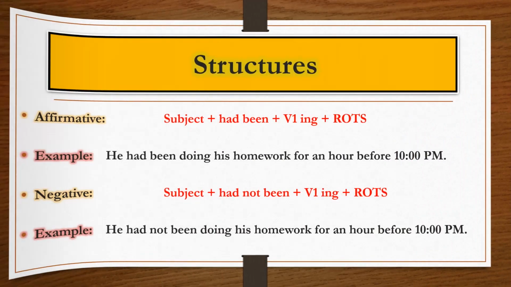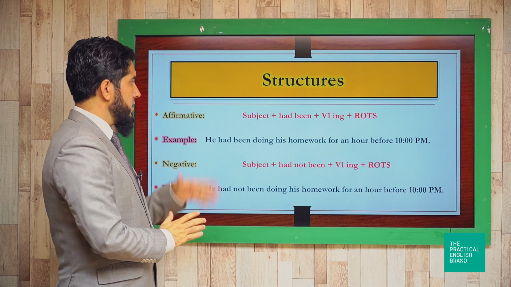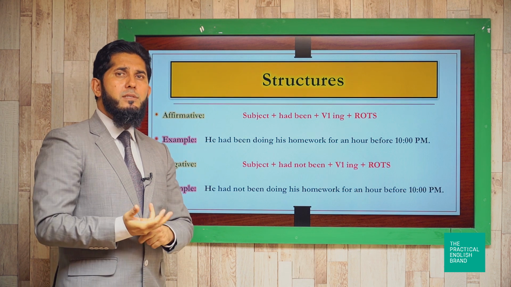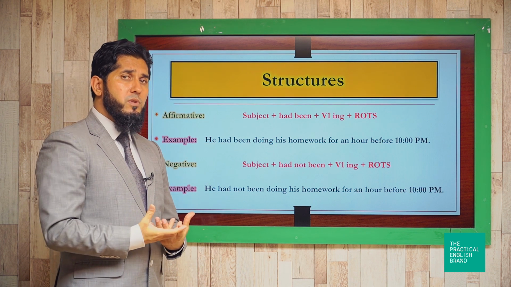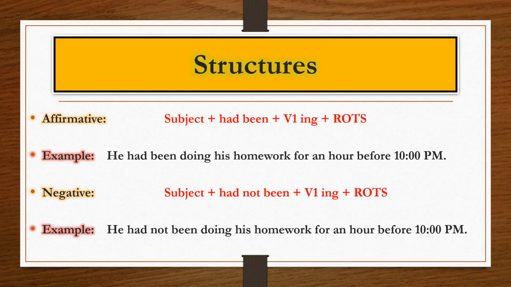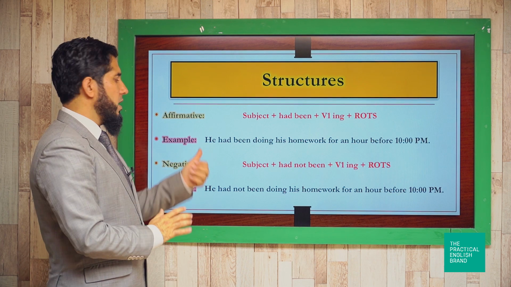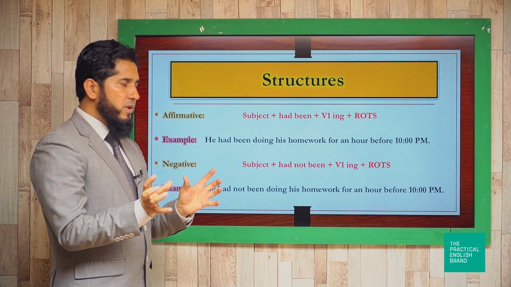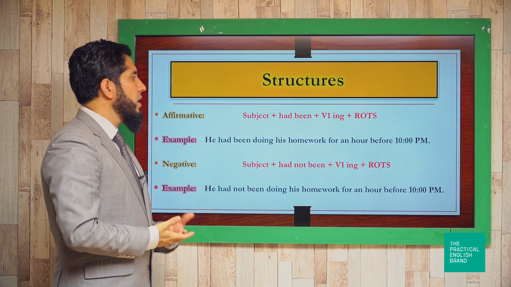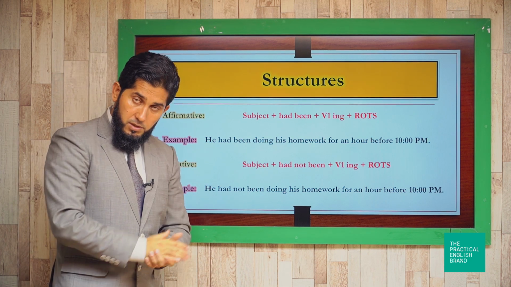Now, structures for this tense: affirmative structure for affirmative sentences or positive sentences: subject at the beginning, then had been as helping verbs, and then main verb ing form, and then the rest of the sentence. Look at the first example. He had been doing his homework for an hour before 10 p.m. So this sentence matches the structure. He is the subject, had been are the helping verbs, doing is the main verb ing, and his homework for an hour before 10 p.m. is the rest of the sentence.